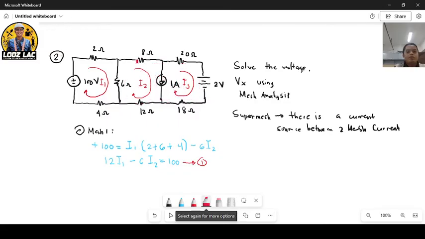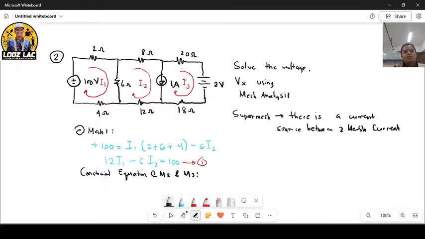So what are we going to do? We can get the supermesh equation across this loop, and after that we can also solve for the third equation, the constraint equation. How do we solve for the constraint equation? Of course, I am referring to mesh 2 and mesh 3.